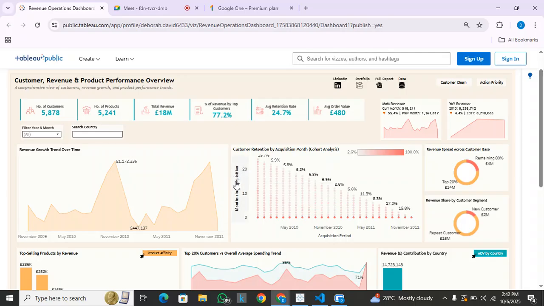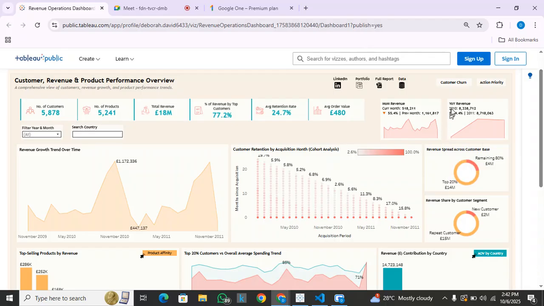So we see the number of customers, number of products, 5,241 products. The total revenue generated in the last 2 years was 18 million pounds. The percentage of revenue by top customers is 77%. The overall average retention rate is 24.7%, which is low compared to a healthy average retention rate of up to 35%. And then the average order value is 480 pounds.